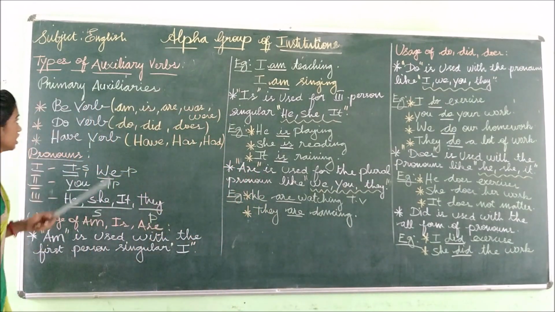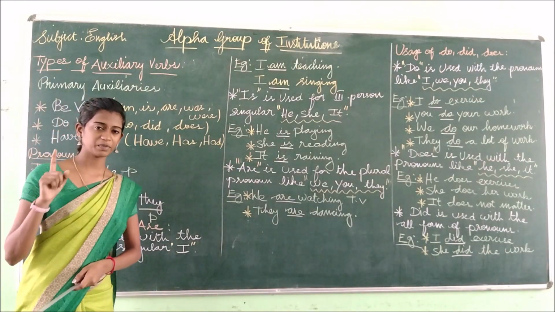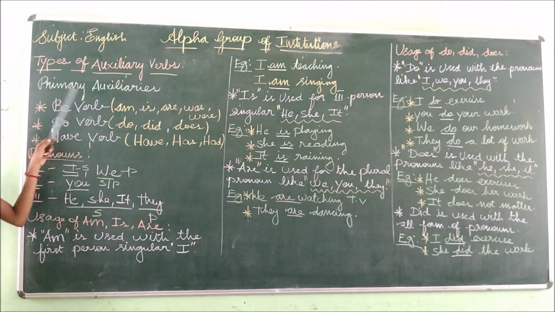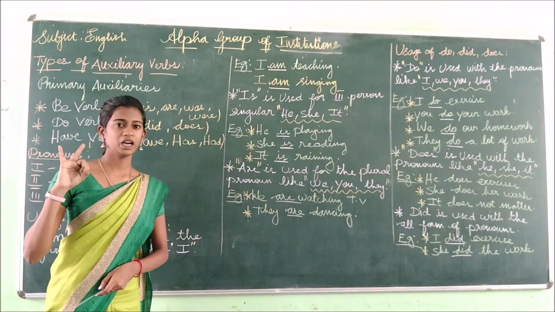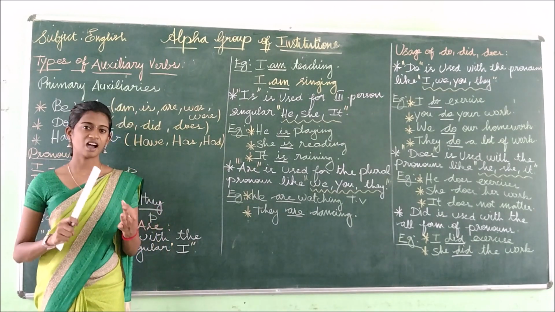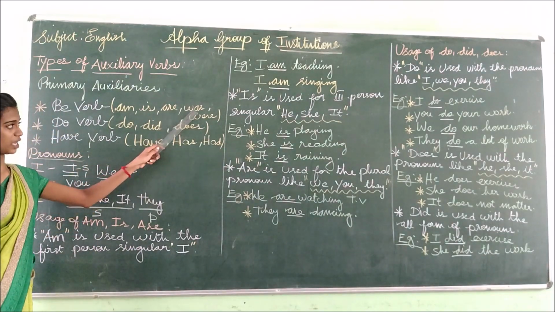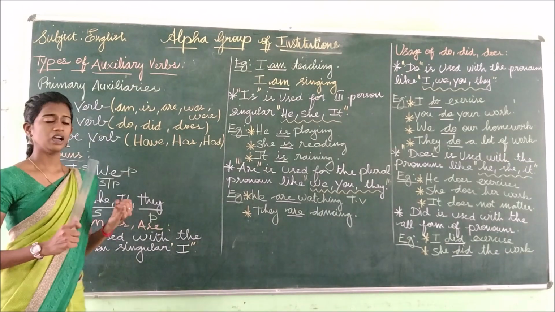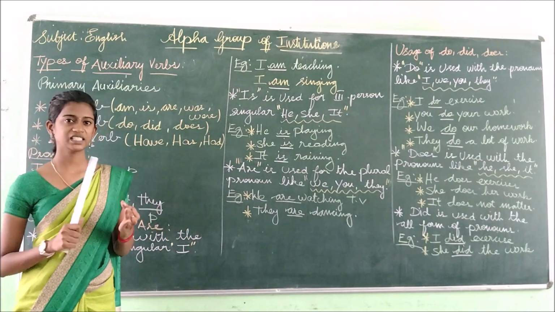Shall we recall from first? So, types of auxiliary verbs. In auxiliary verbs, there are two types: primary auxiliary verbs and modal auxiliary verbs. The primary auxiliary verb is classified into three types. What are they? Be verb, do verb, have verb. In be verb, there are am, is, are, was, were. Am, is, are are the present tense, and was and were are the past tense. The do verbs are do, did, does. And the have verbs are have, has, had.